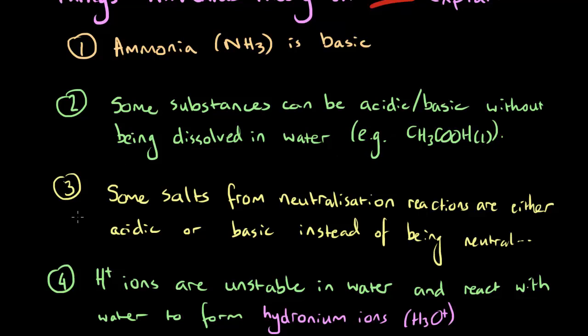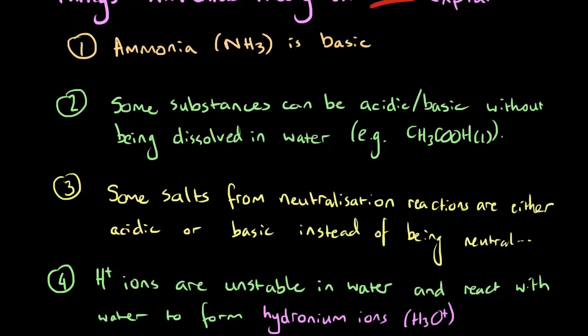The third thing that Arrhenius theory cannot explain is that some salts from neutralization reactions are actually acidic or basic instead of being neutral. So for example, if you mix together hydrochloric acid, which is a strong acid, and ammonia, which is a weak base, the salt which you make is actually slightly acidic instead of being neutral. And Arrhenius theory cannot explain that.